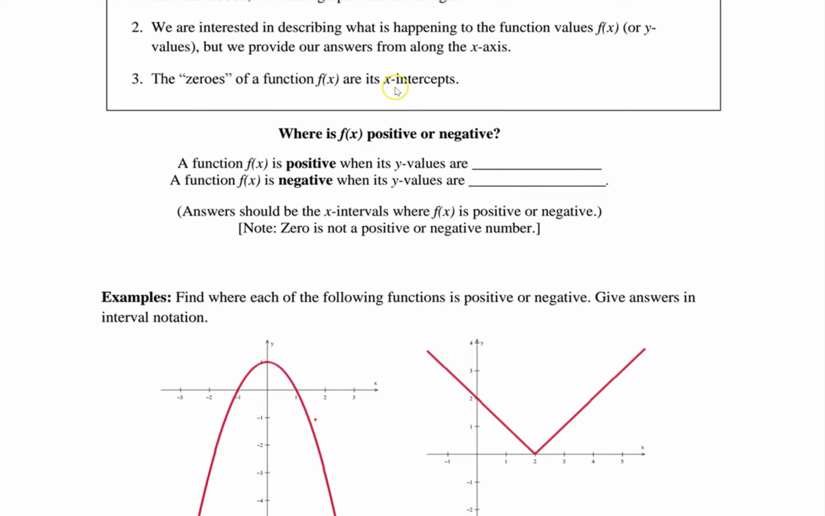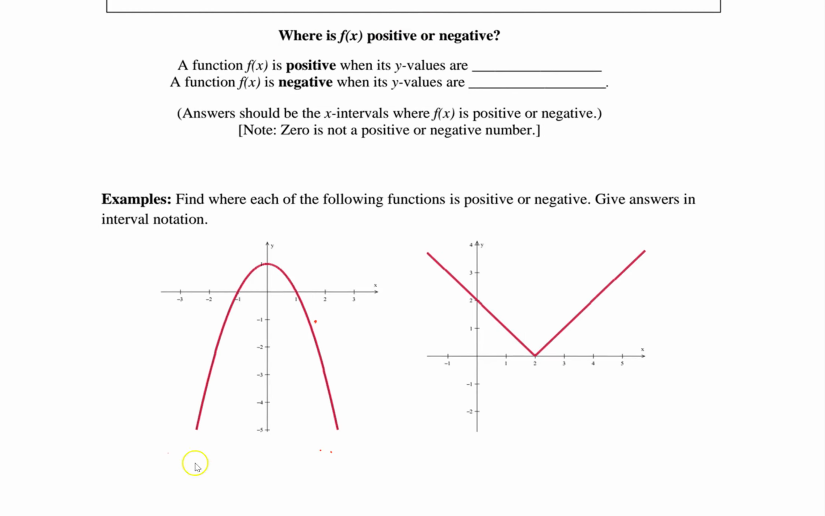The zeros of a function, f of x, are its x-intercepts, right? So there's zeros over here. Those are the zeros, these x-intercepts, also known as roots. So let's talk about how to figure out when a basic function is negative or positive, right? So when's a basic function like this positive? Well, when it's above the x-axis. When it's negative, when it's below the x-axis.